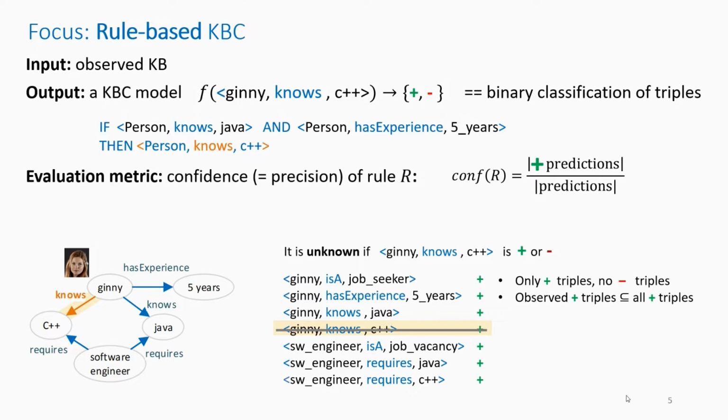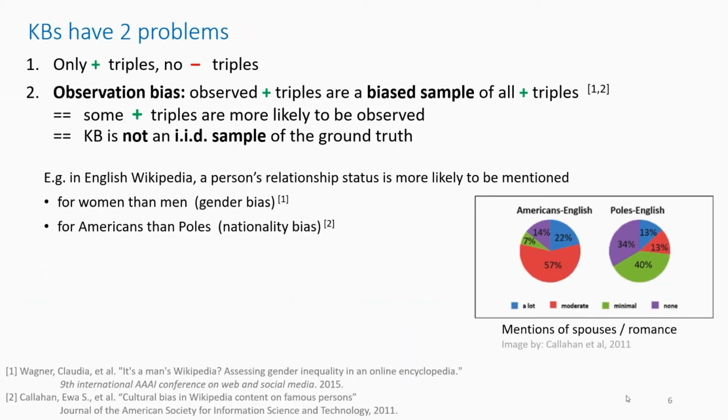Now, a knowledge base as a data format has two problems. First, as I already mentioned, they only contain positive triples and no negative triples, which can be a problem for binary classification metrics. Secondly, knowledge bases suffer from something that we call the observation bias, which just means that the observed positive triples are a biased sample of all positive triples. Or, in other words, some positive triples are more likely to be observed than others. Or, the knowledge base is not an i.i.d. sample of the ground truth of all positive facts.